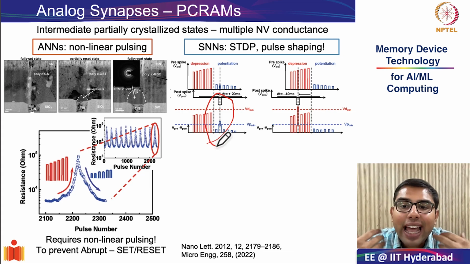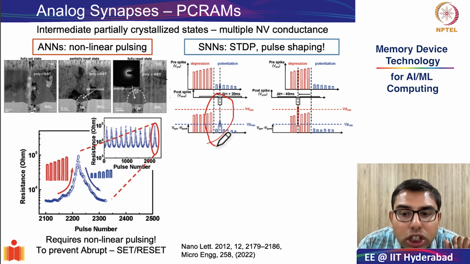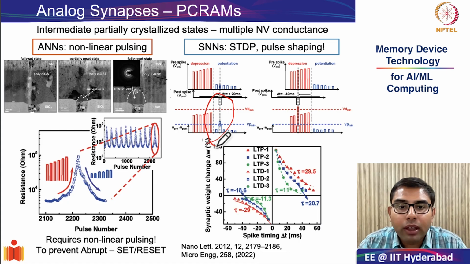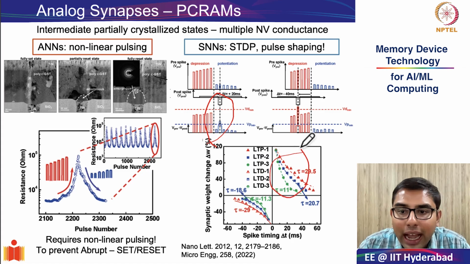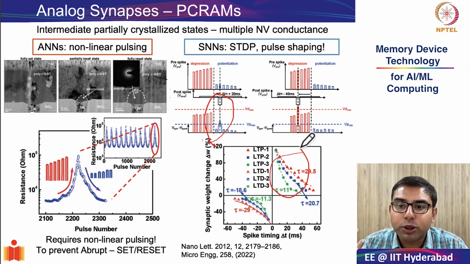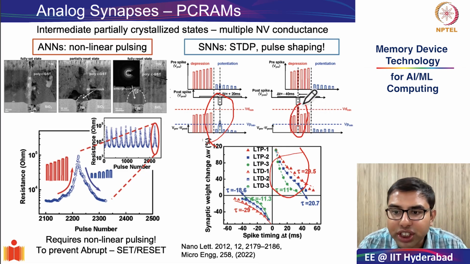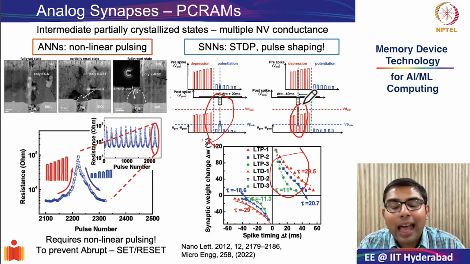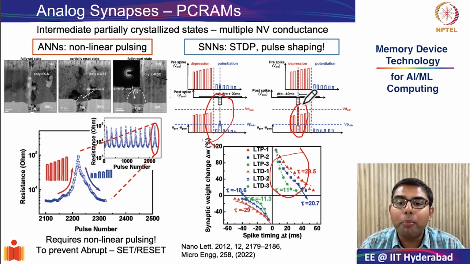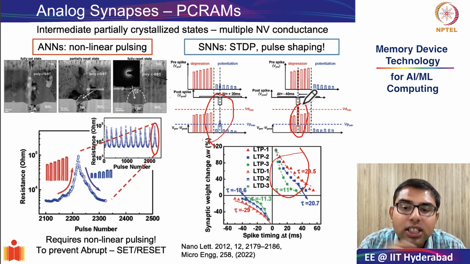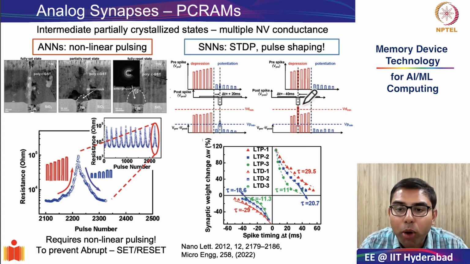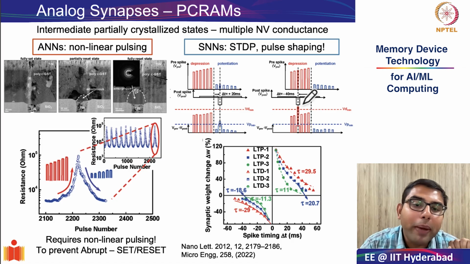creates heating and crystallization, which corresponds to potentiation, as you can see over here. And if the post-spike comes first, the opposite overlap creates a depression, which is triggered by having the device go into amorphization. And this is what is shown in the bottom plots with the measured STDP curves with a characteristic exponential timing window in both LTP and LTD.